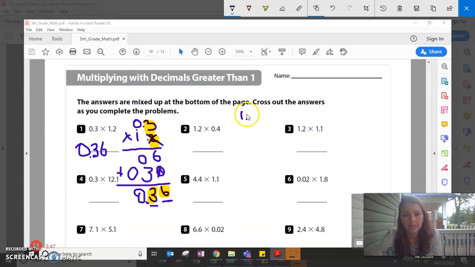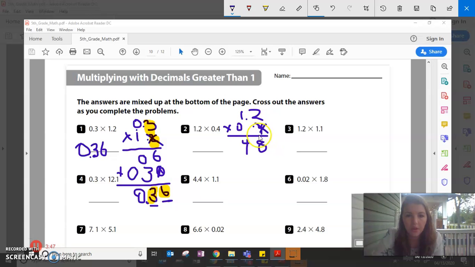1 and 2 tenths times 0 and 4 tenths. Sorry guys, it's kind of hard to write on here. All right. First off, 4 times 2 is 8. Again, I'm ignoring the decimal points for now. And then 4 times 1 is 4.